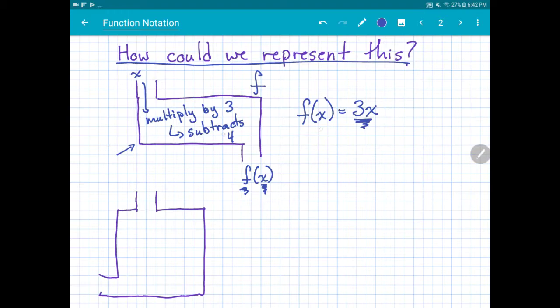And then once that's done, what happens? Well, we go into the subtract step of the machine. So it subtracts 4. So this is what comes out. F of x comes out.